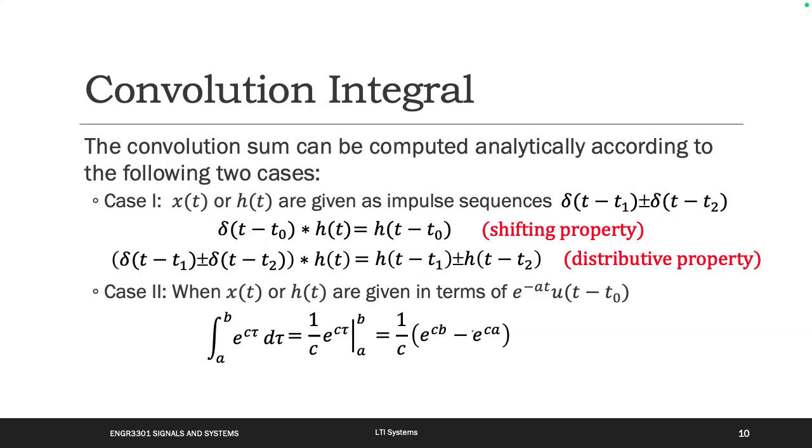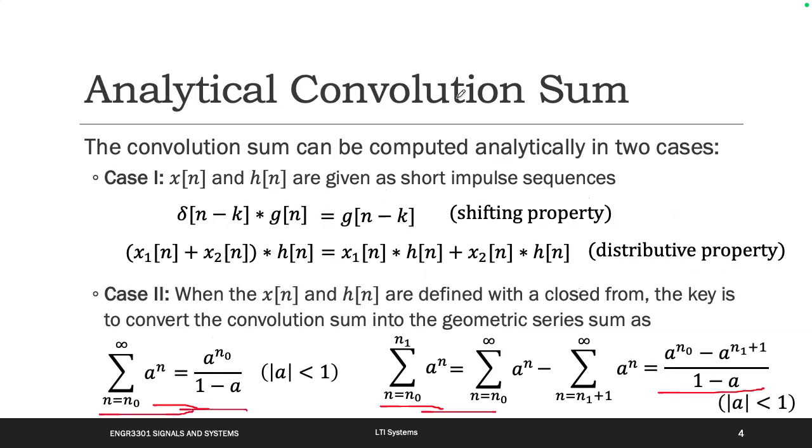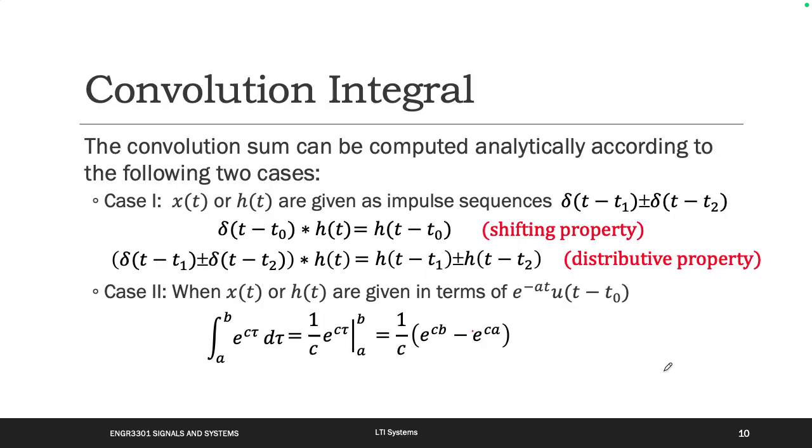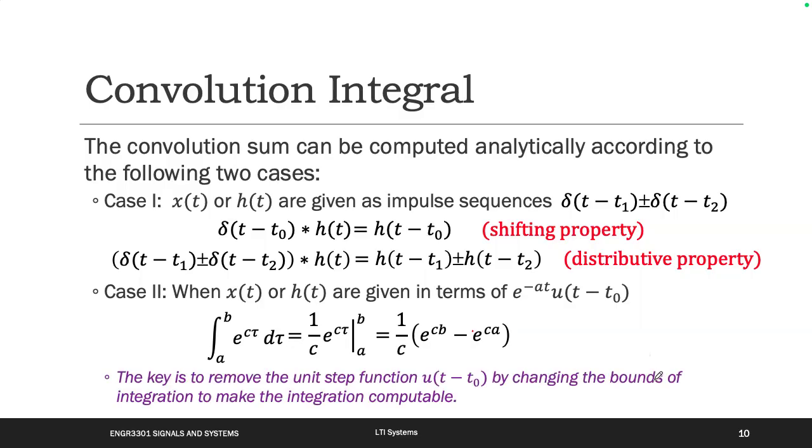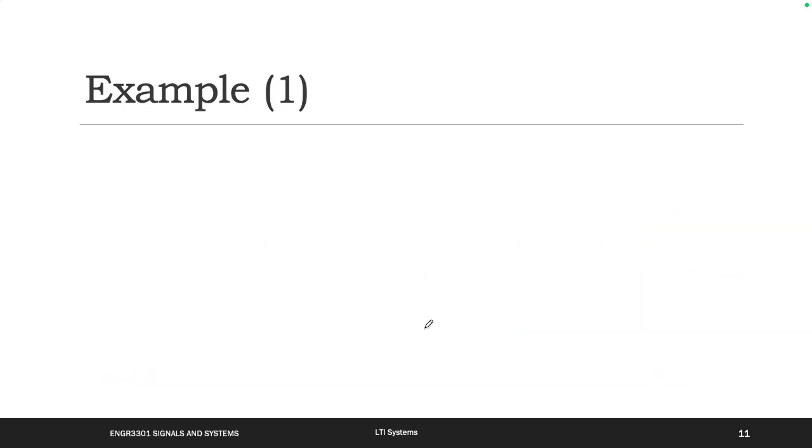Let's try to compare. This is a convolution sum. You can see it's very similar, but one is discrete and the other is continuous. Am I right? Any questions so far? Okay, let's talk about some examples. The key is to remove the unit step function by changing the boundaries of integration to make the integration computable. Actually, the idea is very similar.